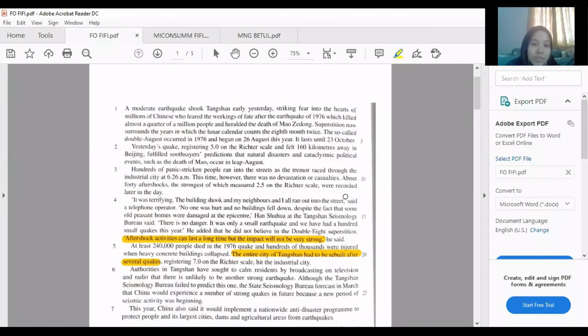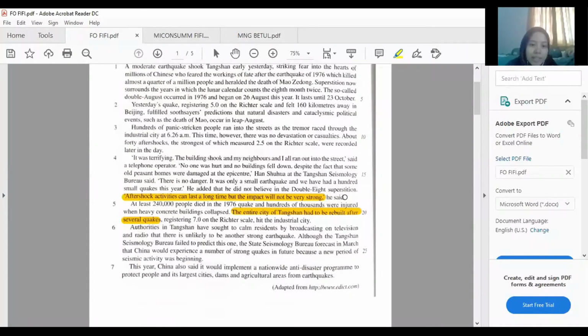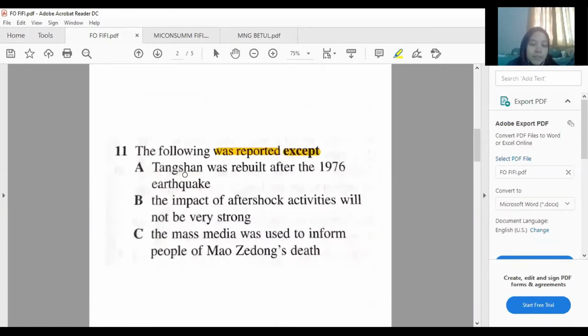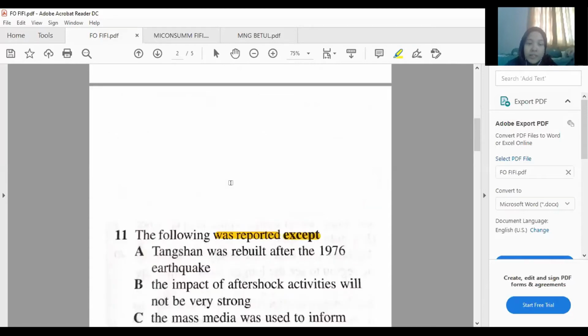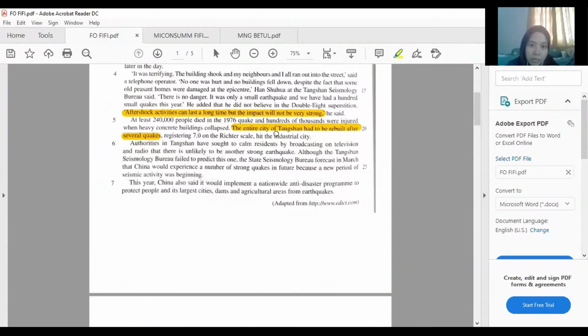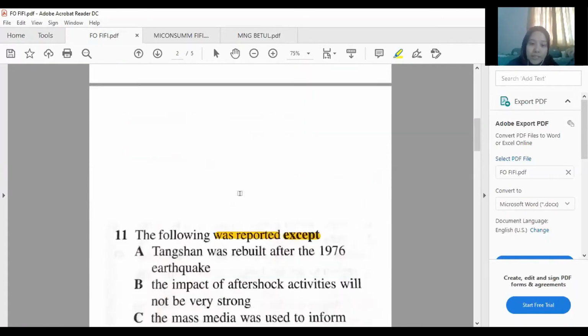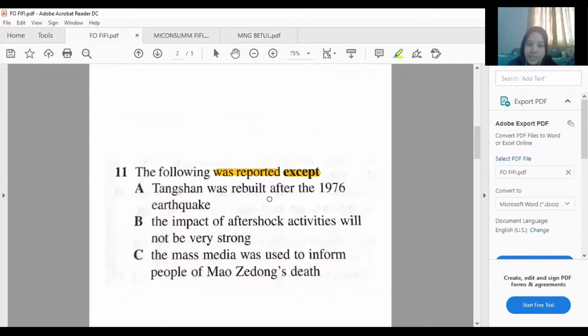Okay, so after we skim, we'll know the paragraph that is related would be the fourth and the fifth paragraph. I found it in the fourth and fifth paragraph. And then scan the paragraph to find the keywords related to the questions or statement or options. Okay, so in paragraph 4, I found that Tangshan was rebuilt after the 1976 earthquake. It was mentioned here, the entire city of Tangshan had to be rebuilt after several earthquakes. So it is true. So this isn't the answer.